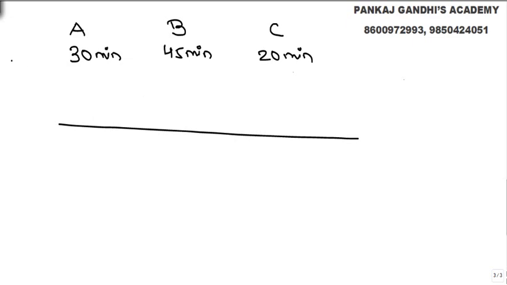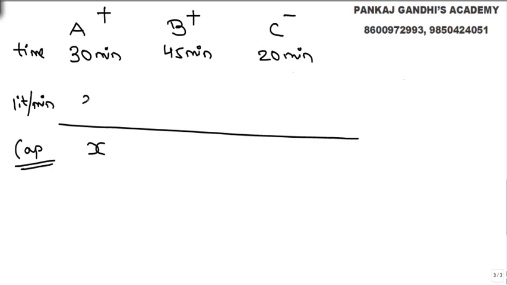Any time and work question or any pipes question, we always work with the speed, that is, what is the quantity filled per minute or hour or whatever. So let's assume full tank capacity is X liters. In 30 minutes, A fills, filling will be going inside, so we'll call plus, and this is emptying, so we'll make it minus. In 30 minutes, A fills the complete tank X, so per minute is what? X by 30. B in 45 minutes fills X, so per minute is X by 45. C in 20 minutes empties complete X liters, so per minute X by 20.